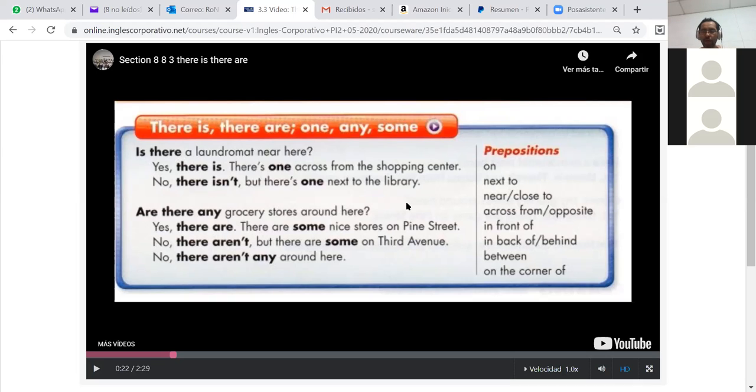Across from, opposite, in front of, in back of, behind, between, in the corner of. Okay, we can continue with the video.